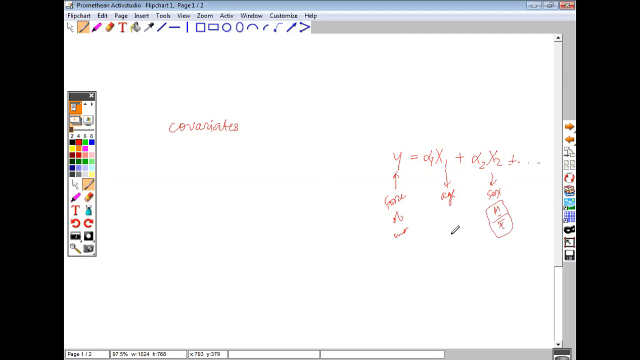Whenever I'm talking about the gender of a particular person, let us say we are considering only the two genders, male and female, I cannot put my value of x2 as m and f. So what you will have to do is assign some binary numbers. Let's assume that females are 0 and males are 1.